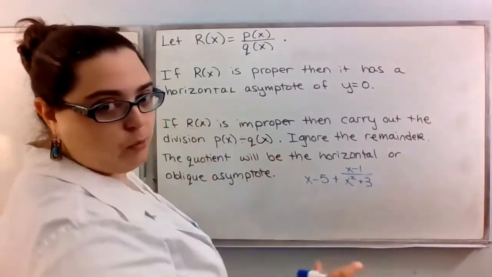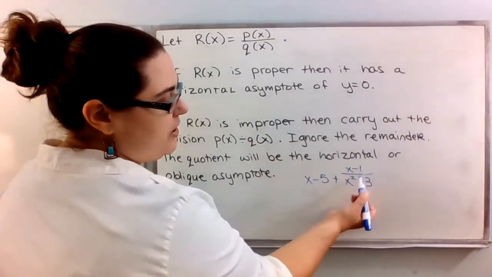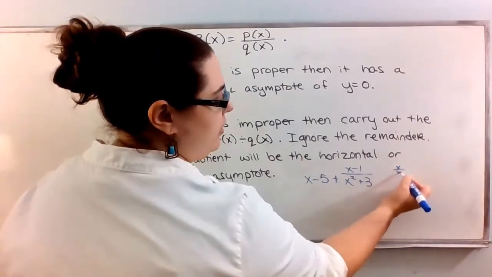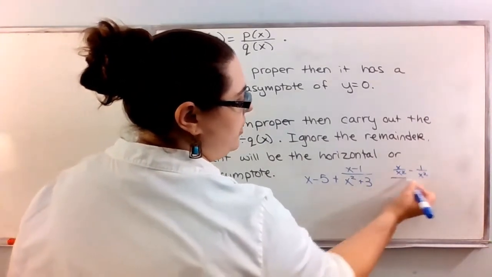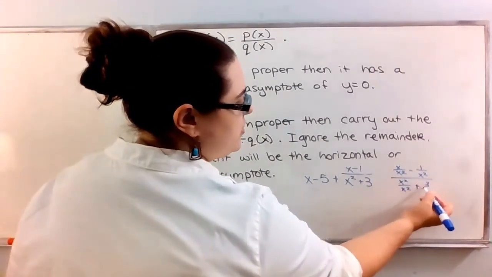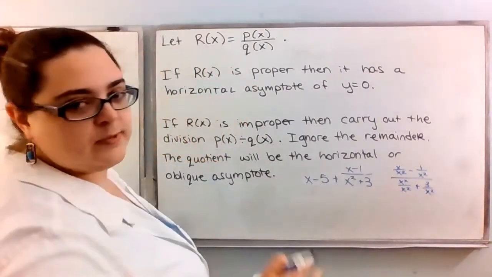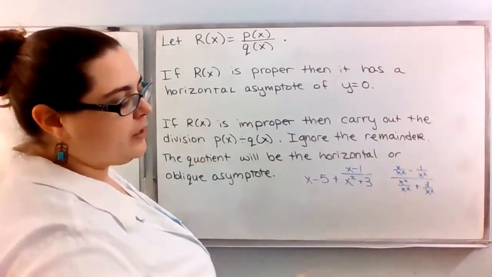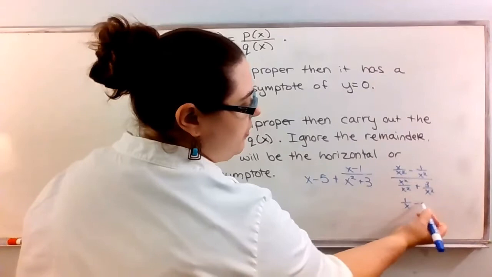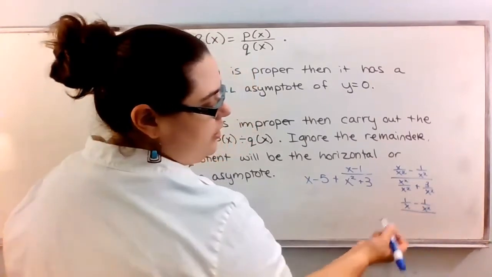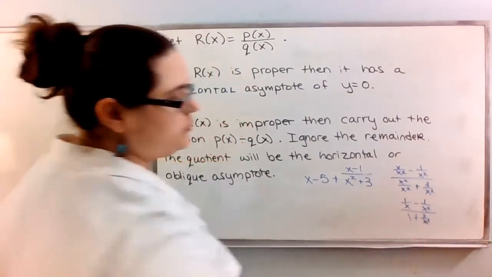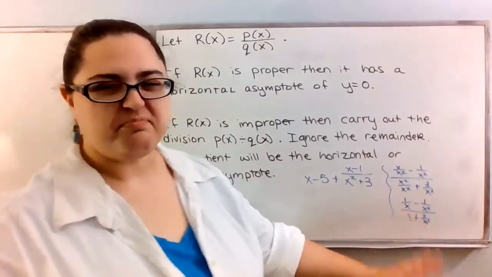What I'm going to do is going to seem weird at first. I'm going to divide each of these pieces by x squared. So I've got x over x squared minus 1 over x squared, and in the bottom, I have x squared over x squared plus 3 over x squared. Bear with me, there's method to this madness. Now, if I reduce these, this gives me 1 over x minus 1 over x squared, and this gives me 1 plus 3 over x squared.